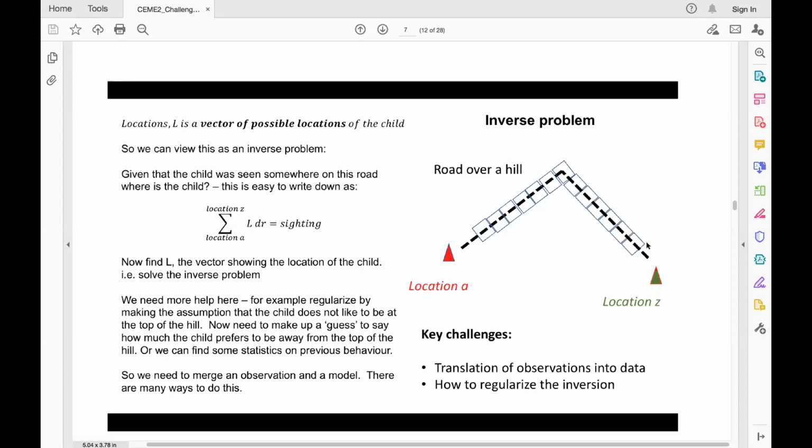How do we actually solve it, and how do we bring that information in? And the two key points I just wanted to make from this really simple example is that there are two critical ways you can go wrong with this problem, even this incredibly simple problem put in front of us now. The first way you can go wrong is by actually not realizing how to regularize the inversion, so not knowing that the child doesn't like to be at the top of the hill, so not being able to bring in the right regularization. If you don't do that, you can't really make any solution.